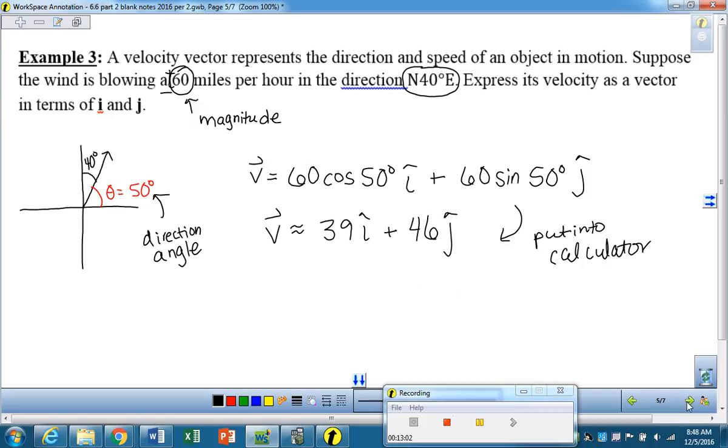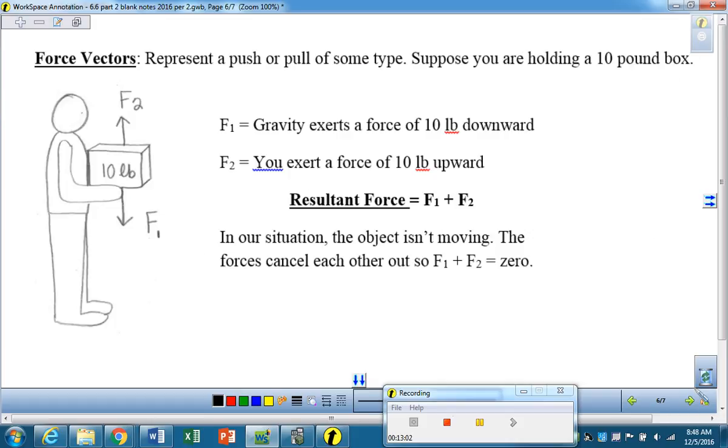All right, we have one last problem we're going to look at. Let's turn over to the back side. So we've talked a little bit about velocity vectors. Velocity is one application of a magnitude. Another common vector is a force vector, which represents a push or pull of some type. And force vectors are happening all the time, all around us. So suppose that you are holding a 10-pound box.